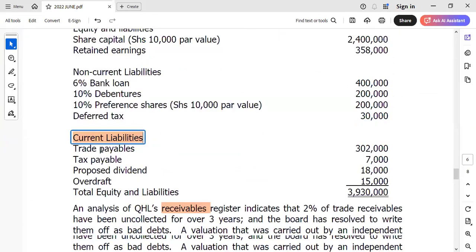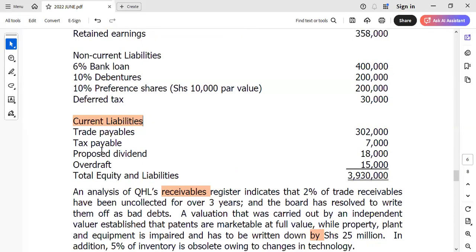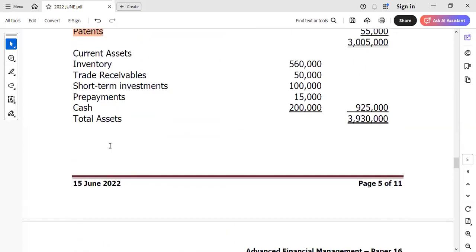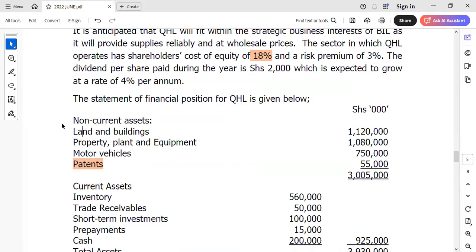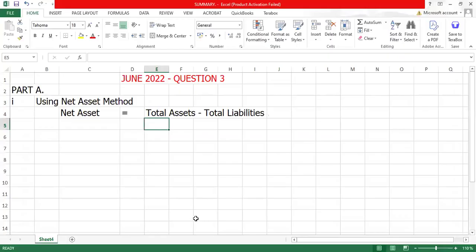But here there is a component that you will not include. Anyway, let me be systematic without leaving anything. Let's put land. I don't want to confuse you. We are trying to get the total assets. I'm going to put, you'll be telling me the figures.